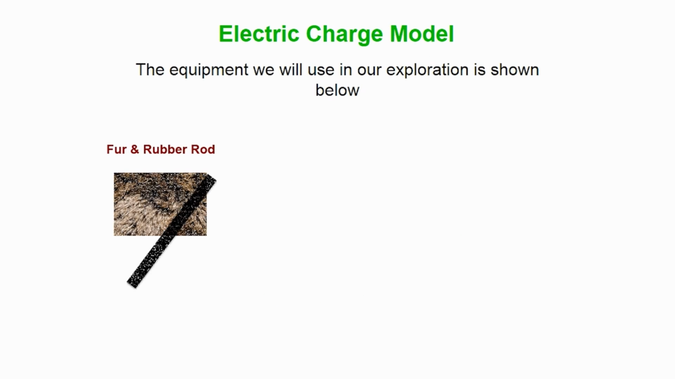The equipment we will use in our exploration is shown below. There's the fur and rubber rod. That's our standard: rubbing the rubber rod with fur produces a nice negative charge on the rubber rod. Remember, it always has positive charge too, but those don't move, so it gets an excess of negative charge by rubbing it with fur. The fur will actually lose negative charge, the conservation of charge.